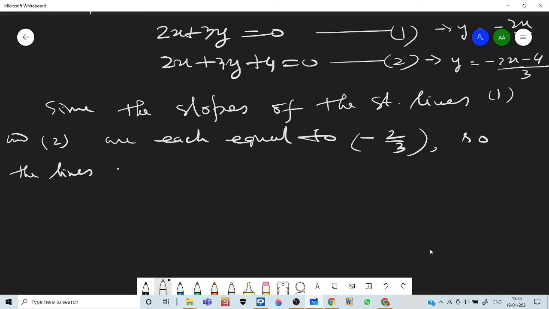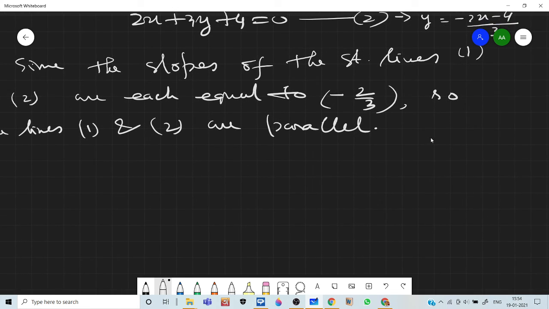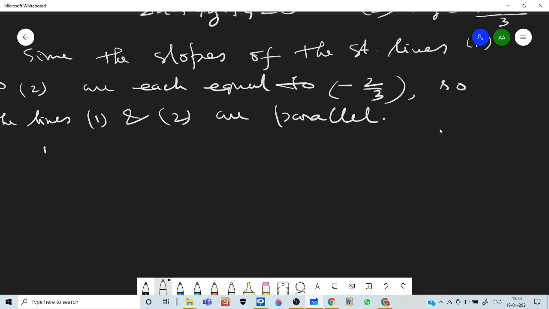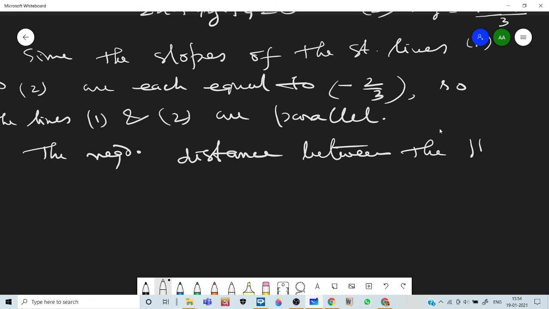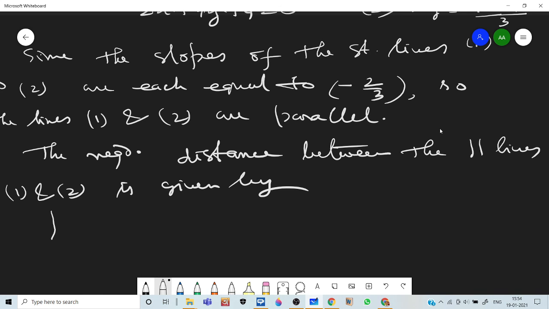So the lines 1 and 2 are parallel. Now we want to get the distance between the two parallel straight lines. So the required distance between the parallel lines 1 and 2 is given by the formula: the modulus of the distance of the origin, that is 0, 0, from equation 1 minus the distance of the origin from equation 2.